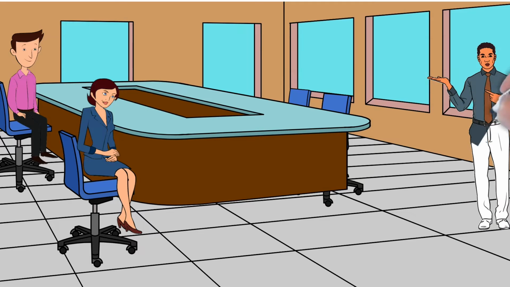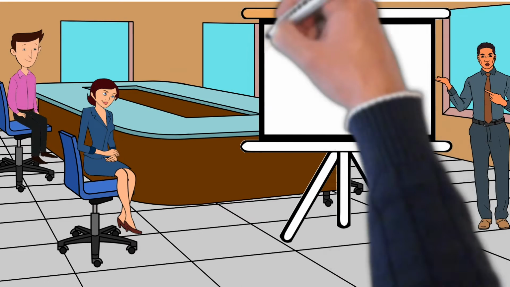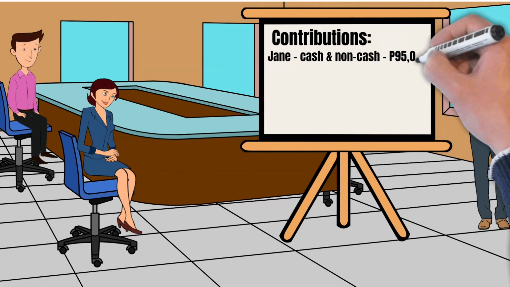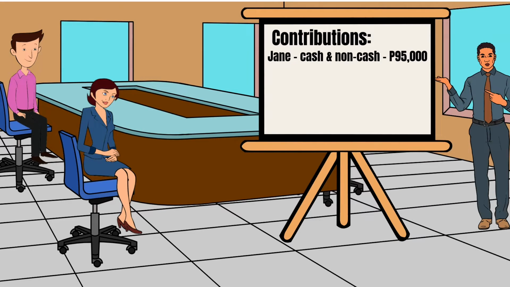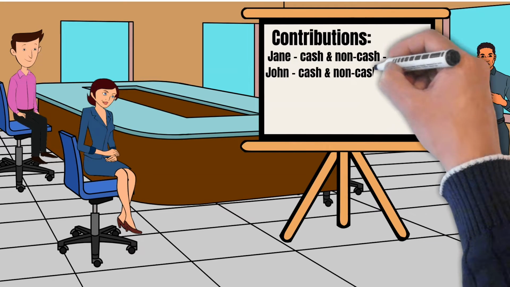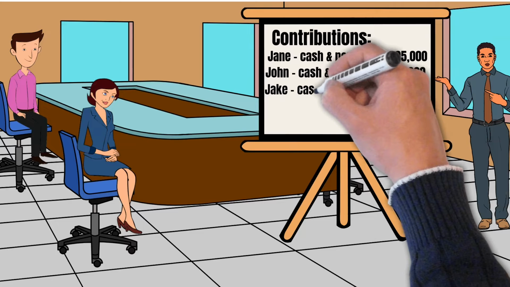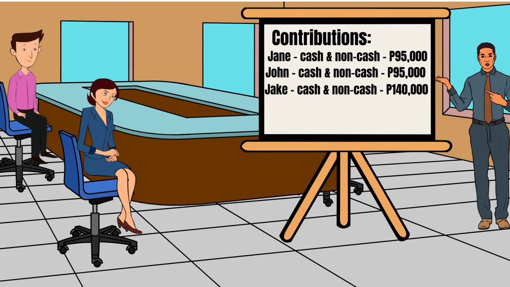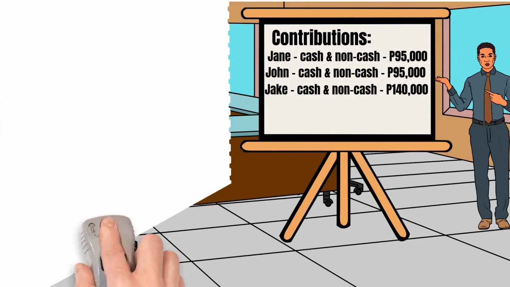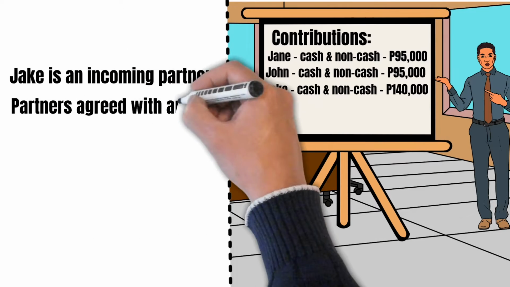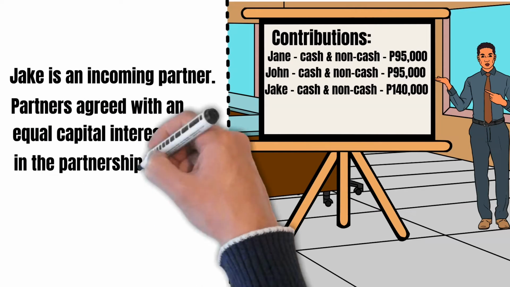Illustration. Contributions. Jane, cash and non-cash asset, 95,000 pesos. John, cash and non-cash asset, 95,000 pesos. Jake, cash and non-cash asset, 140,000 pesos. Jake is an incoming partner. Partners agreed with an equal capital interest in the partnership.